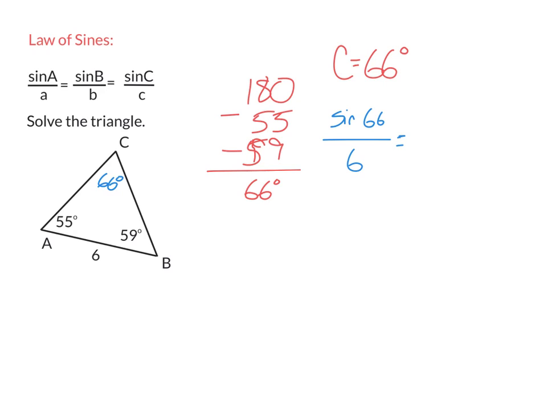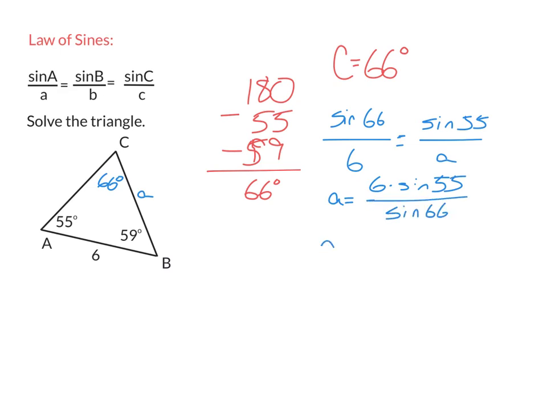And then let's go ahead and find side A first. Side A across from angle A. So sine 55 over A. We do our cross multiply and divide, and A will end up equaling 6 times sine 55 divided by sine 66. We put that in our calculator, we can round to the nearest tenth, and A is approximately 5.4.